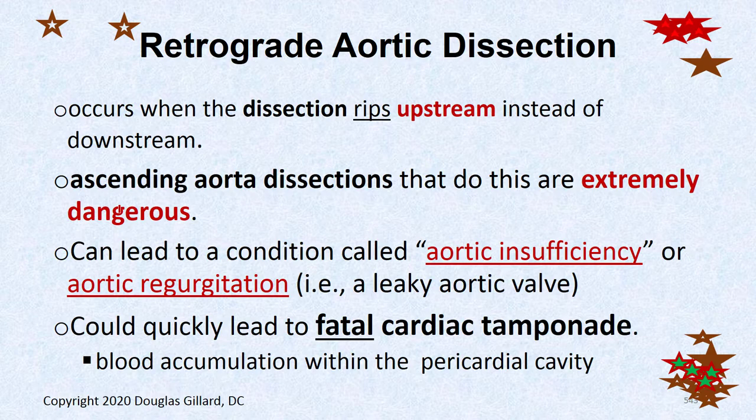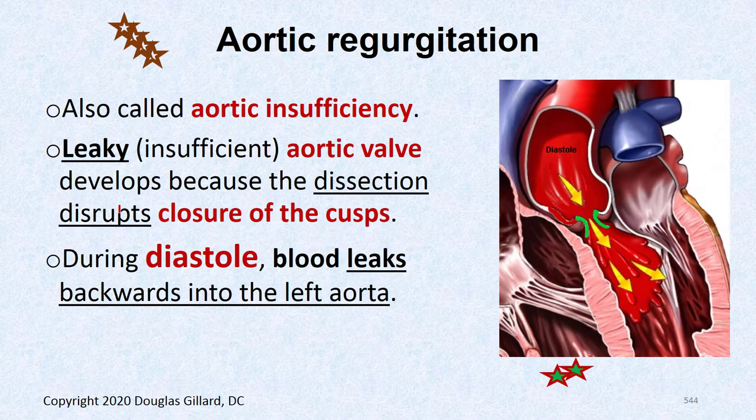Retrograde dissections are really bad, especially in the ascending aorta, because it can rip back down into the aortic valve and knock out one of the cusps or both of the cusps. And then it can actually leak, and now we're inside the pericardial sac, and we can get the pericardial sac filled up with blood, and that causes cardiac tamponade, and that can be fatal. We'll talk about that when we get to the heart more.